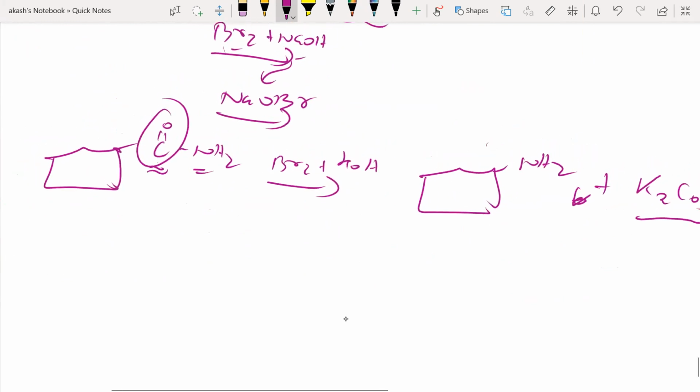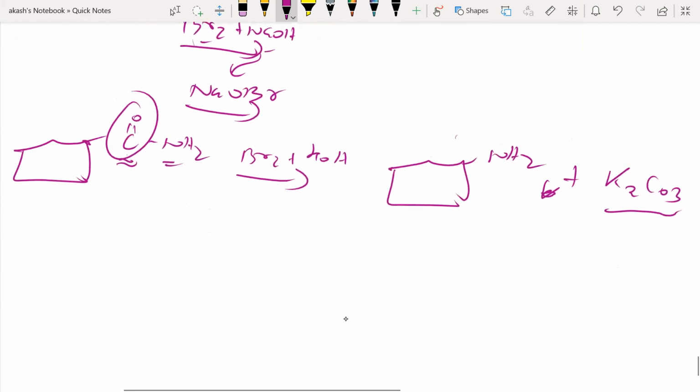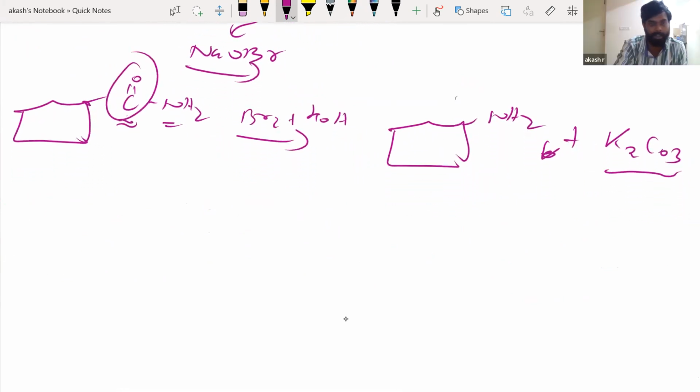Do you want to know? Yes, sir. Okay, but that is not going to be there in the syllabus, right? But a very interesting mechanism, right? How is it that you're able to remove one carbon atom? Fascinating. Okay, fine. We'll see how it works.